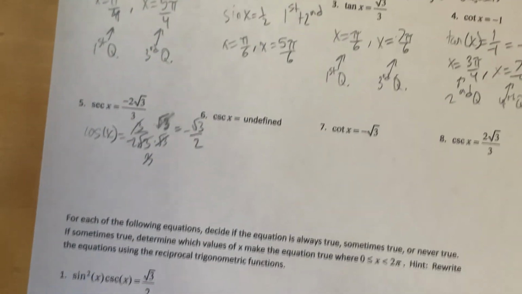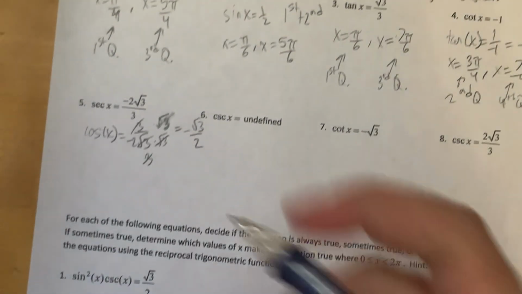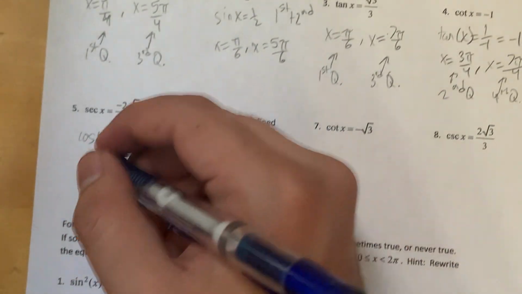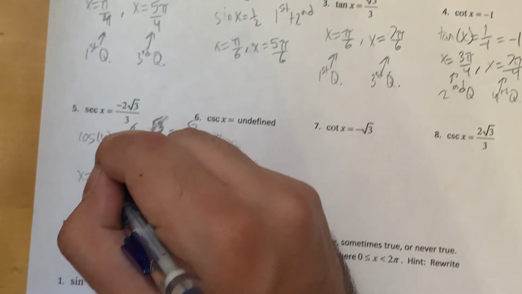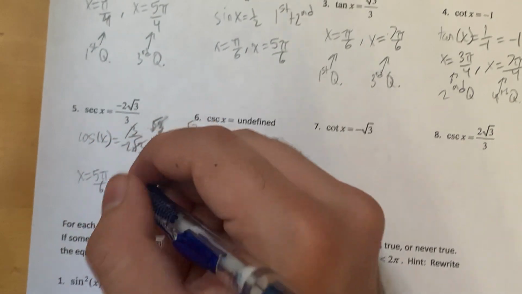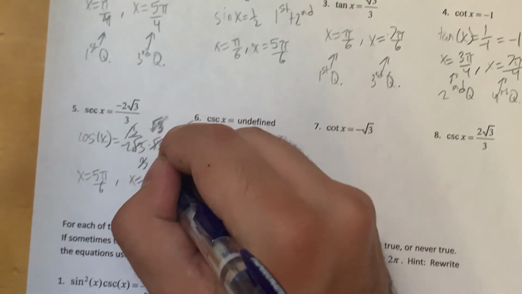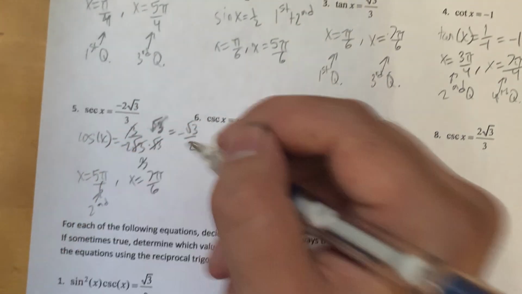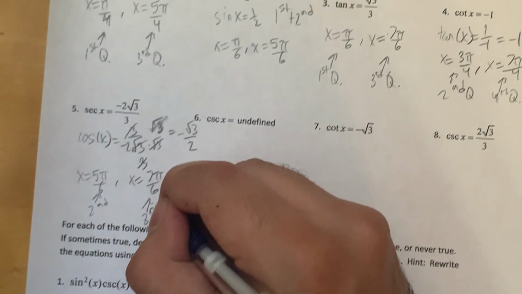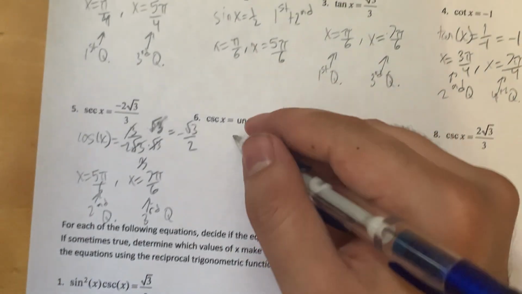Let me clean my eraser for a sec. Alrighty. So we know that it's going to be in the second and third quadrant, where x equals 5 pi over 6 and x equals 7 pi over 6. Second and third. All right, let's do the next one.